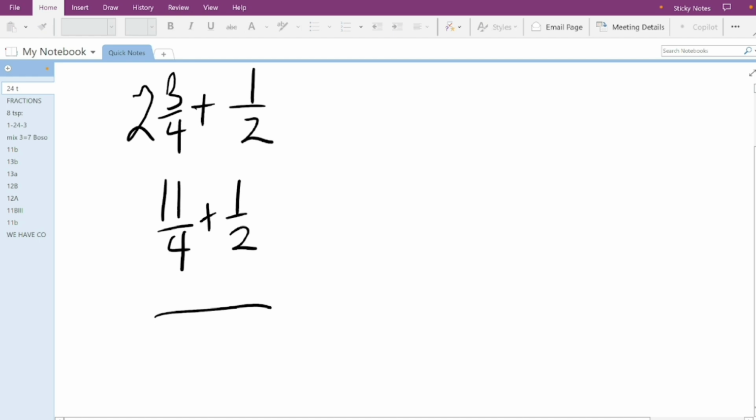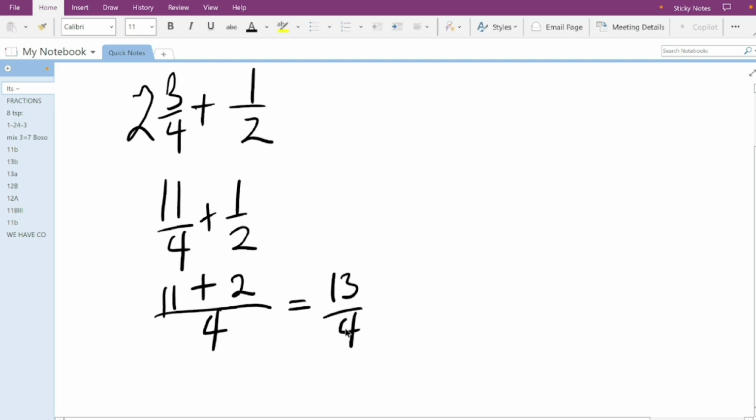The LCM for these 2, that's 4 and 2, the 2 numbers below, or the denominators, is 4. So we have 4 divided by 4, 1. 1 times 11 is 11. Plus, we have 4 divided by 2. 4 divided by 2 is 2. 2 times 1 is 2. So we have this as 11 plus 2, that's 13 over 4.